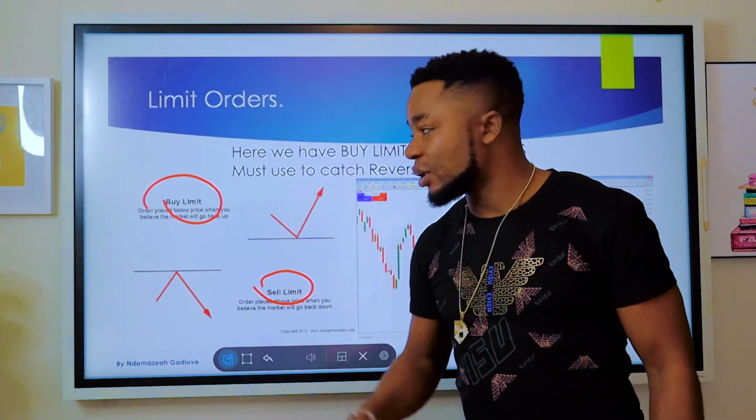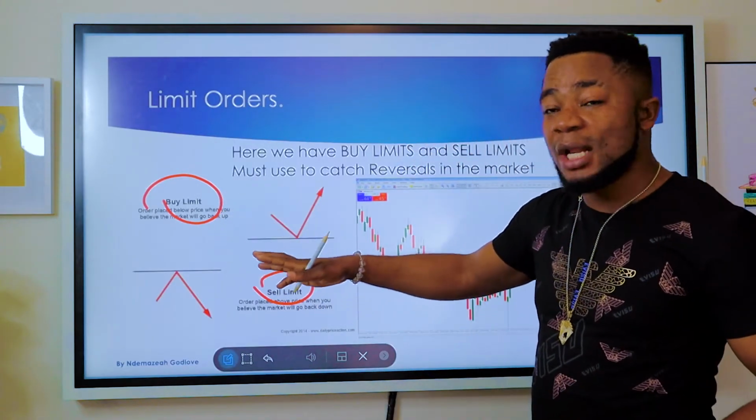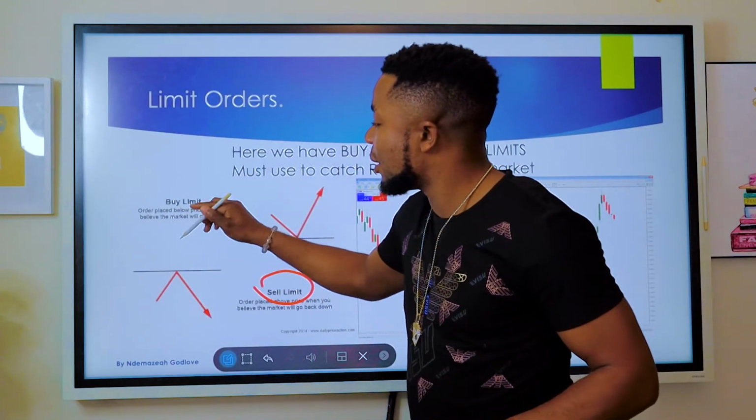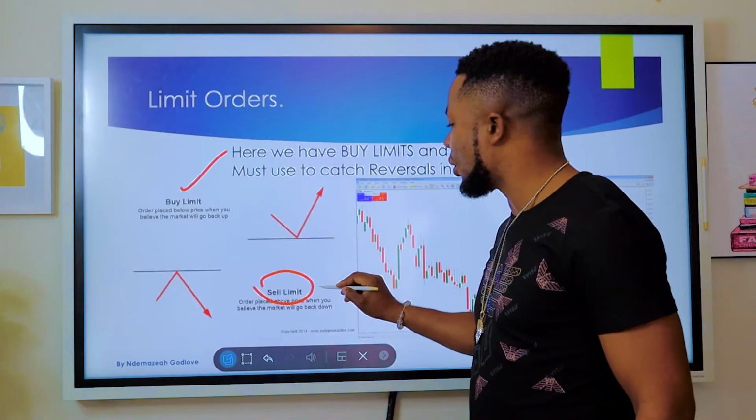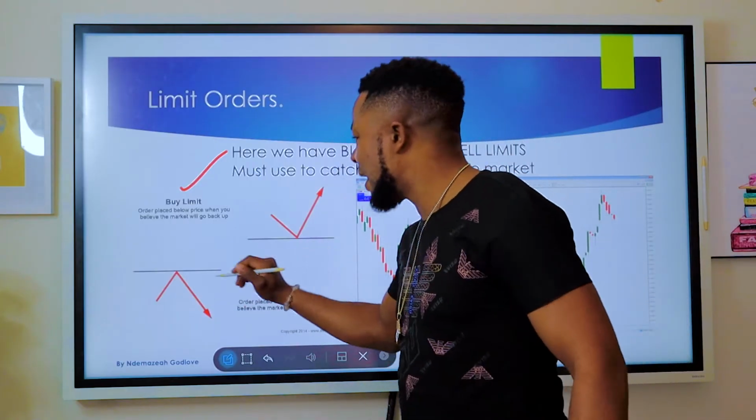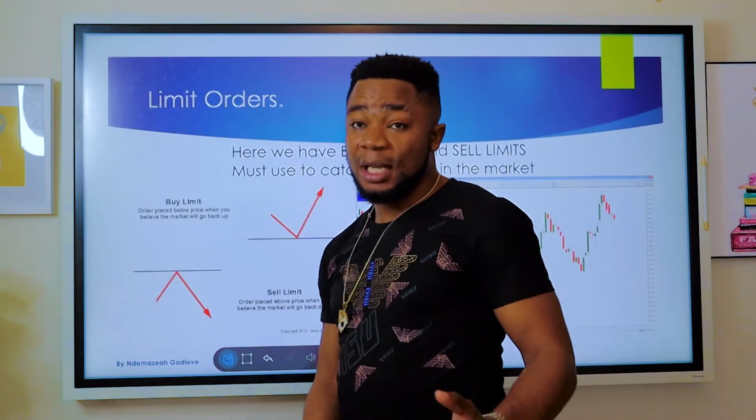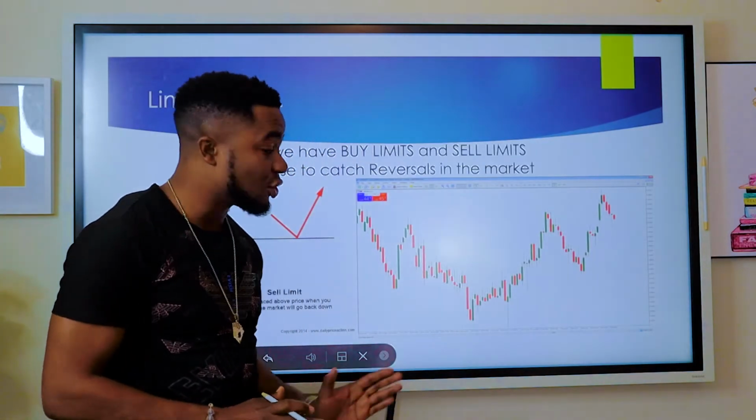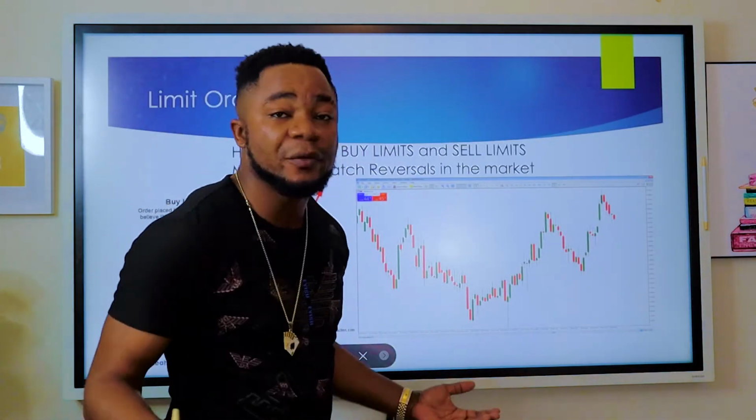All right. So this is now under pending orders, we have limit orders, and under limit orders we have what we call the buy limit, and we have what we call the sell limit. So what is the buy limit and what is the sell limit? Let me use this chart to explain to you. If you follow the explanation the way I'm going to explain it, it will be very easy.